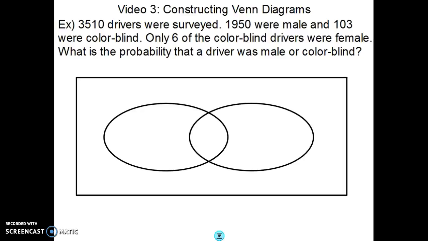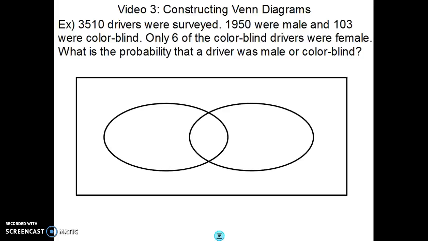In this last video, we're going to be looking at another way to analyze these kind of compound event problems, which is the Venn diagram. Now, we'll only be using Venn diagrams for inclusive events because inclusive events have overlap, and that's what Venn diagrams are used for. Two different categories that have some overlap in the middle.